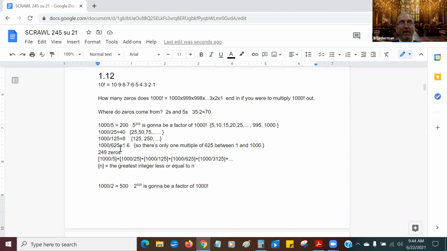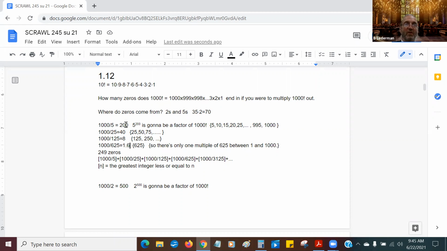And now 1,000 divided by 625 is 1.6. Now 625 is 5 to the fourth power. So there's another power of 5. There's really only one number between 1 and 1,000 that's a multiple of 625, and that is 625 itself. So now, I have 1.6. Well, you just go down to the 1. You round down. You don't round to the nearest whole number, because there's only one time that 625 appears between 1 and 1,000.